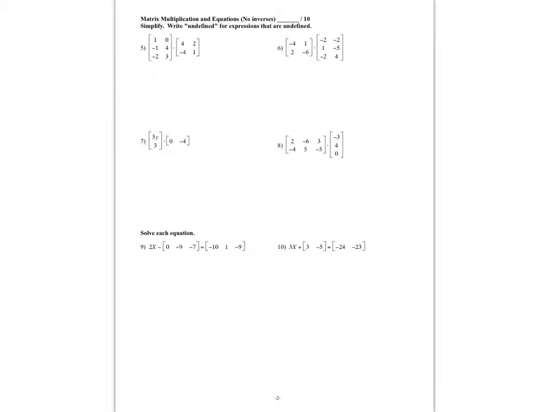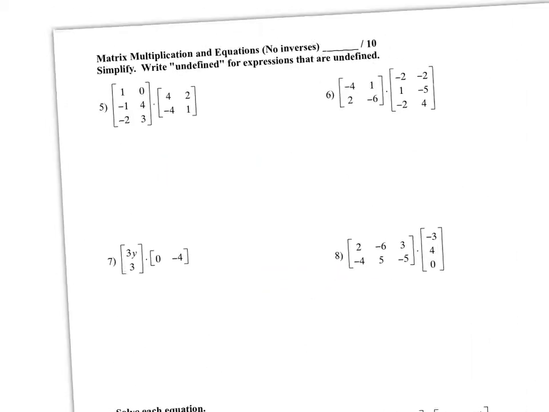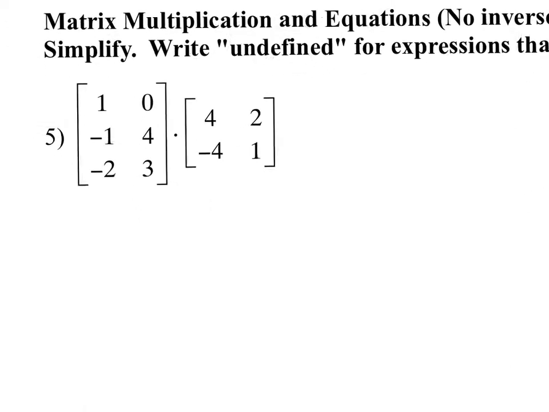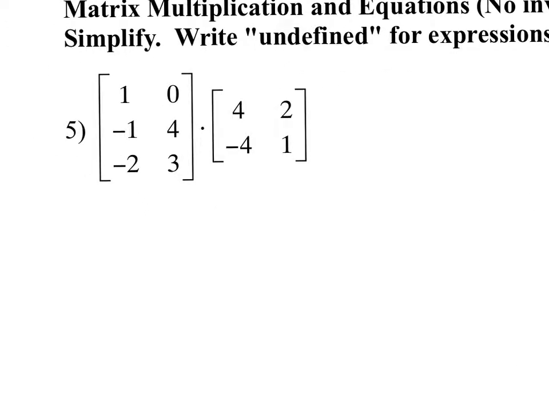Moving on, we're going to look at matrix multiplication and some equations. We know we've got to multiply matrices row by column. So I'm going to start looking at row 1 by column 1. And when I try to do this, I notice that these things have 2 elements each. Therefore, I can multiply them. So 1 times 4 is 4, and 0 times negative 4 is 0, giving me a first piece of 4.